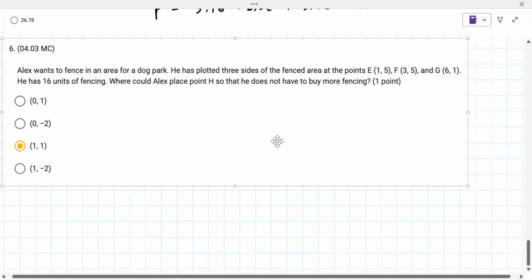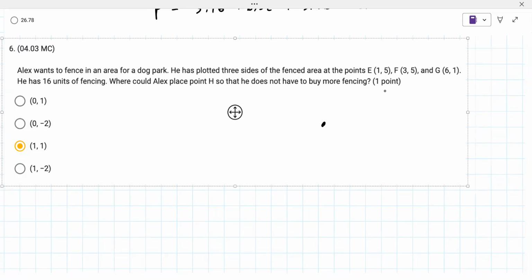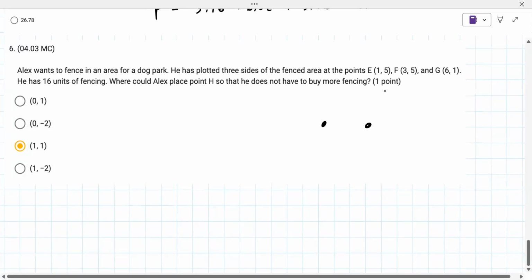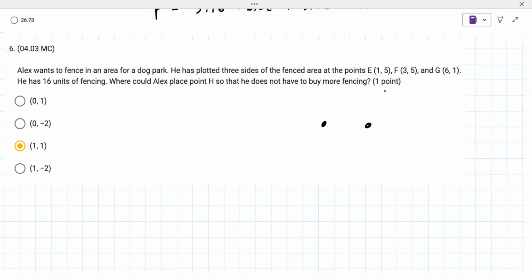Alex wants to fence in an area for a dog park. He's plotted three sides of the fenced area, points (1, 5), (3, 5), G, and (6, 1). He has 16 units of fencing. Where could Alex place point H so that he doesn't have to buy more fencing? If you make a quick sketch, (1, 5) is there, (3, 5) is there, and then (6, 1) is there. This is 2. So we probably want to go this way.